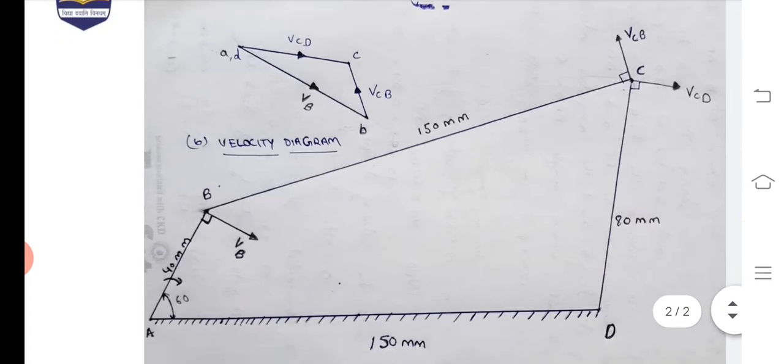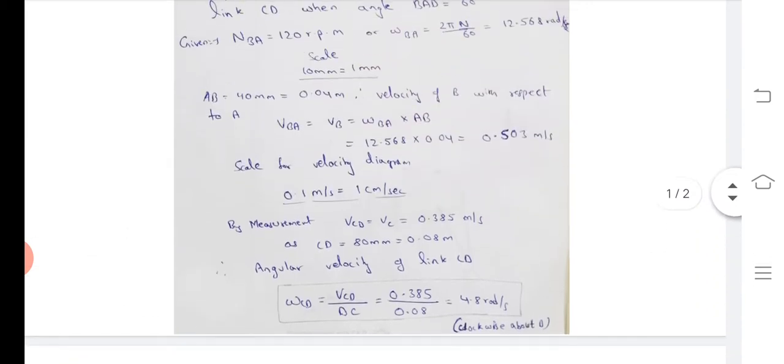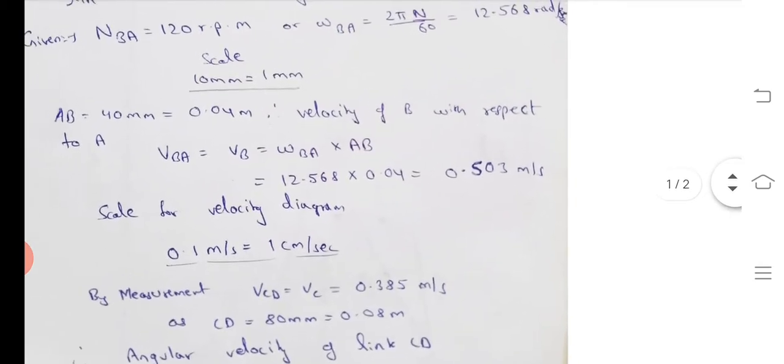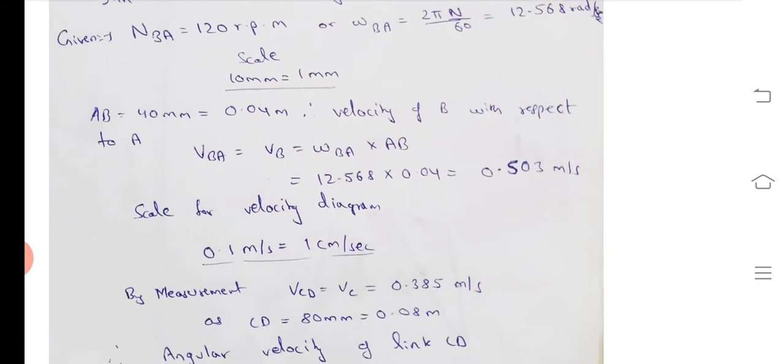For the given figure, we have calculated the velocity of point B with respect to A as 0.503 meters per second. So we have to take a scale for the velocity diagram. I have taken 0.1 meters per second is equal to 1 centimeter. You can take the scale by your convenience. So by taking this scale, we have to draw the velocity diagram.